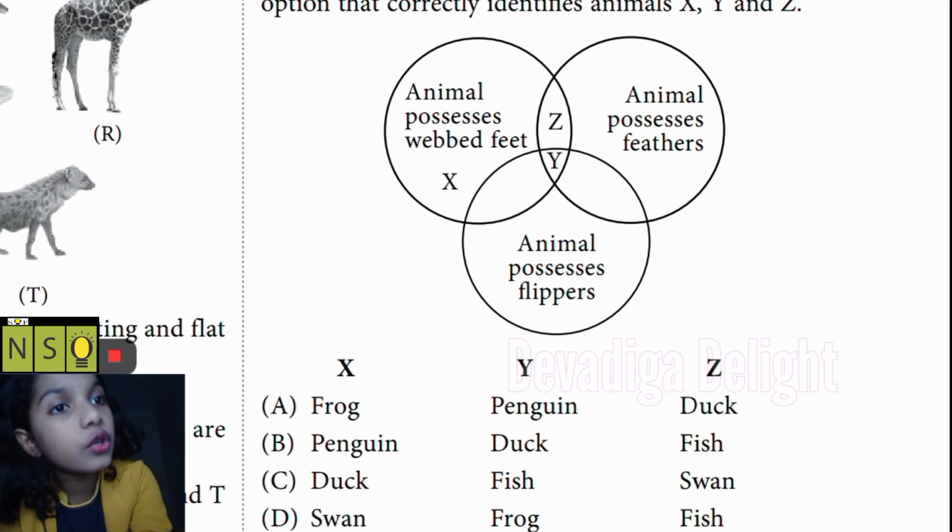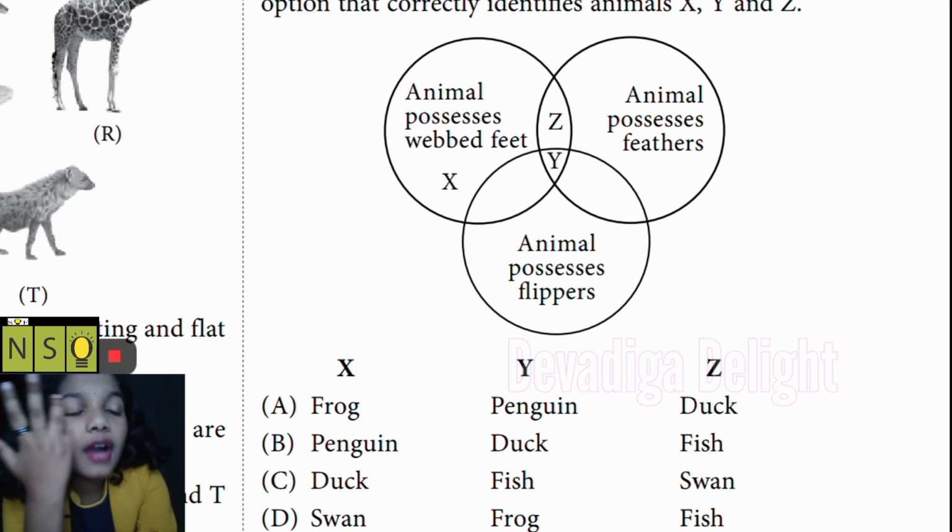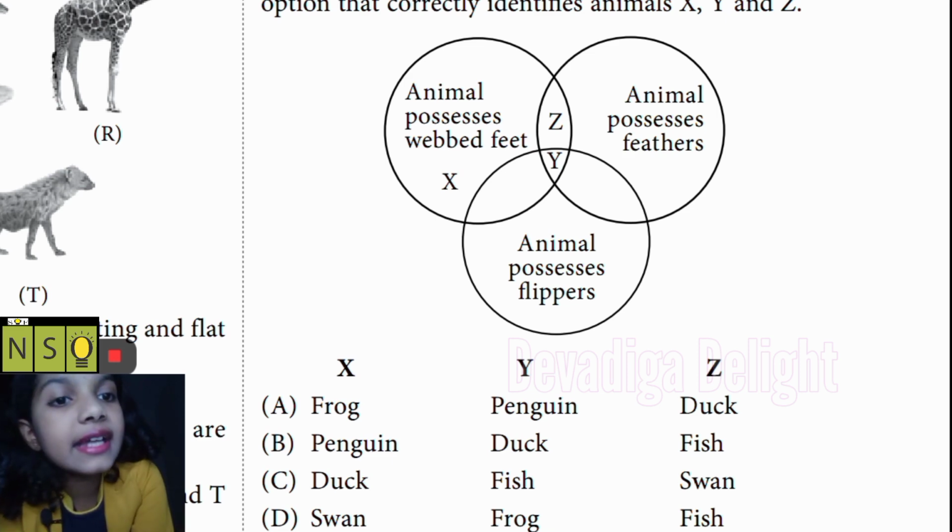Then Y is penguin. Y possesses all of those. It possesses flippers, webbed feet, and it also possesses feathers. And Z must be a duck, because it only possesses webbed feet and feathers. So A is the right answer.